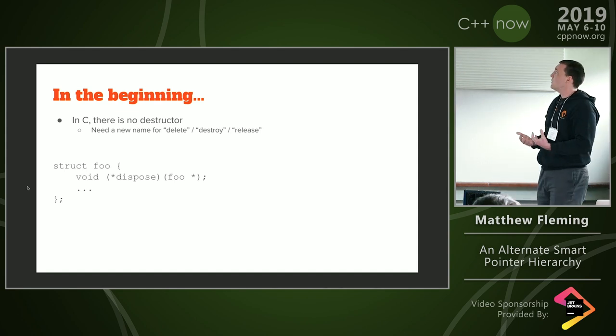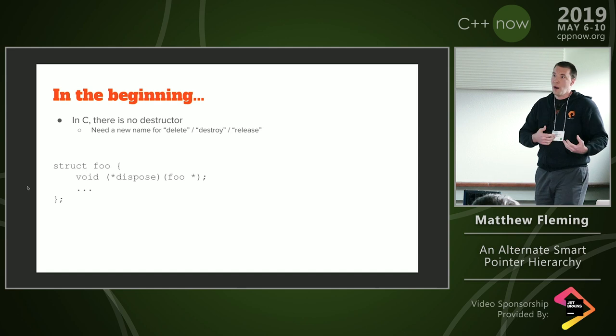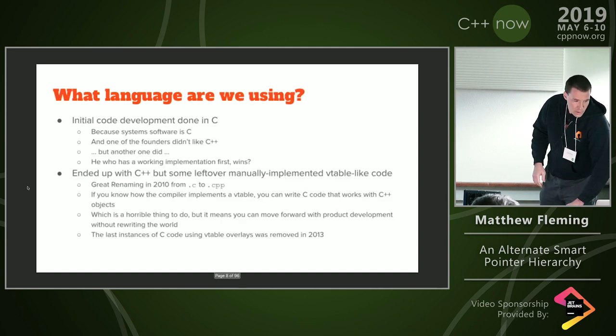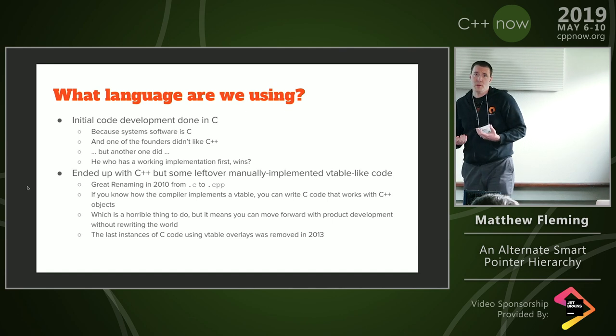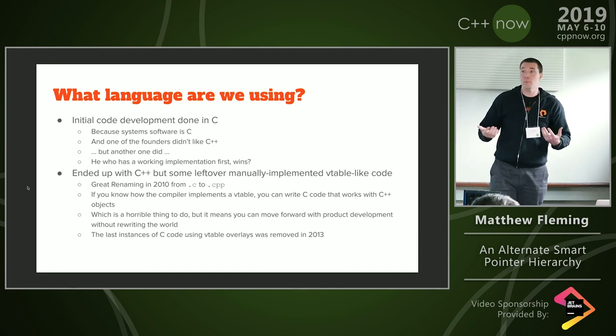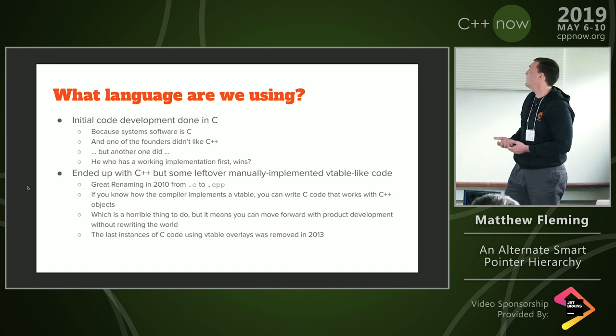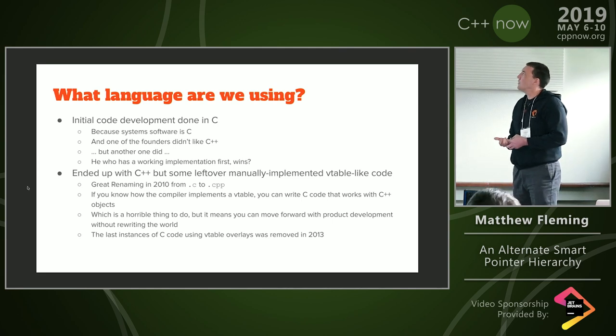And that's where all of this really started, with this concept that resources know how they were allocated and therefore how they should be released. And so we didn't stay in C for very long, but the initial code development was done in C because it's a systems company. System software is C, right? At least in 2009, that was still mostly true.